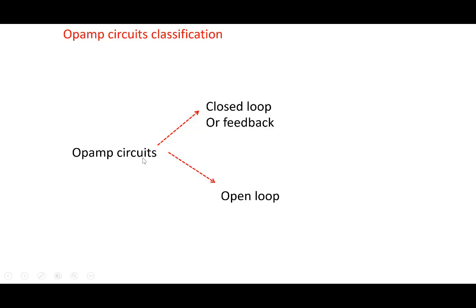So op-amp circuits can be classified in open loop circuits, or without feedback, or circuits which have feedback, and they are also called the closed loop circuits here. The closed loop circuits can be negative feedback or positive feedback. Now most of the circuits are negative feedback.